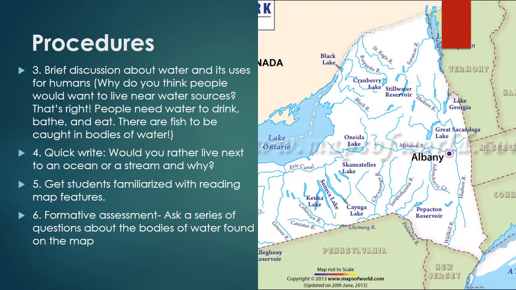After that, I would get the students familiarized with reading map features, specifically bodies of water, and the formative assessment is kind of surrounding that. I would ask them a series of questions about the bodies of water found on the map. So I could ask them, can you identify a lake? And they would say, I see Cranberry Lake, I see Ontario Lake, and so on.